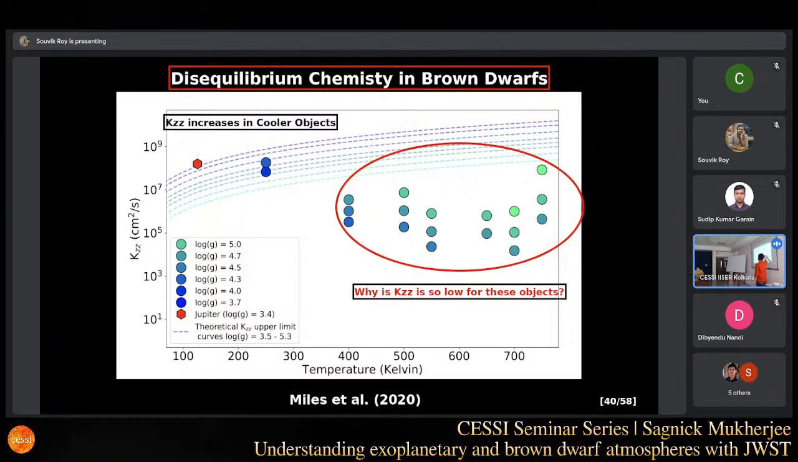And what you see here is suddenly in these brown dwarfs between 400 to 800 Kelvin, the measured KZZs are 2 to 3 orders of magnitude lower. That means somehow suddenly these brown dwarfs do not have as much dynamics as what is expected from basic theory. Now we were curious why that is so.